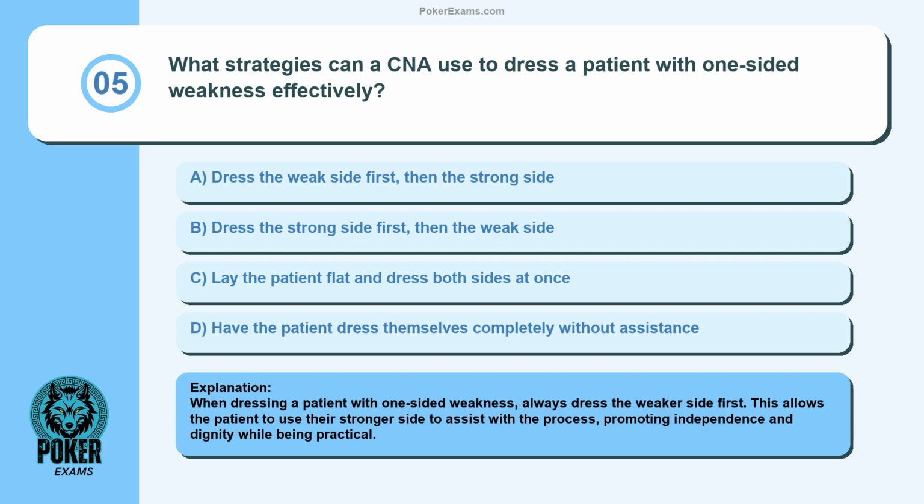When dressing a patient with one-sided weakness, always dress the weaker side first. This allows the patient to use their stronger side to assist with the process, promoting independence and dignity while being practical.